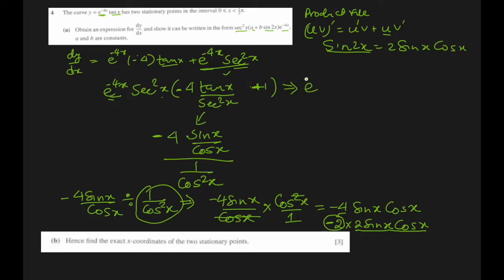e to the power minus 4x secant square x was outside. 1 matches with a, so let's write 1 because I did not look at it. I just simplified this and this became minus 2 sine 2x. Yeah, because this is sine 2x. So minus 2 sine 2x. And now we can compare with this one. A comes out to be 1, yeah, and b is minus 2.